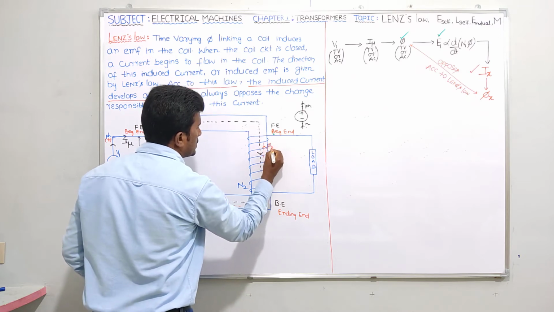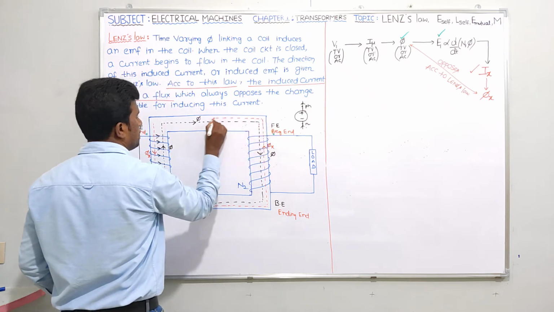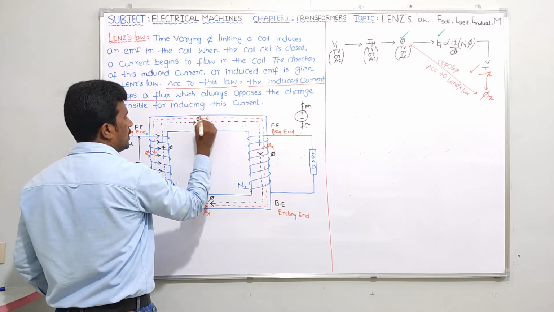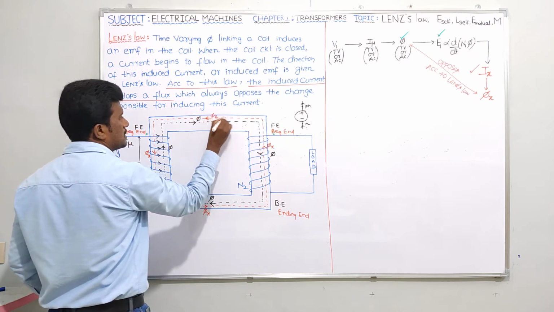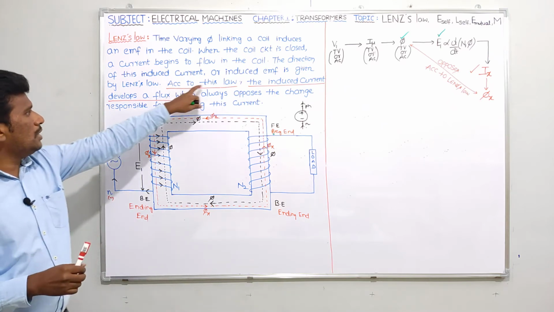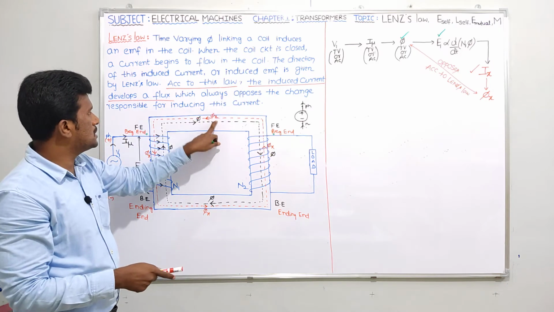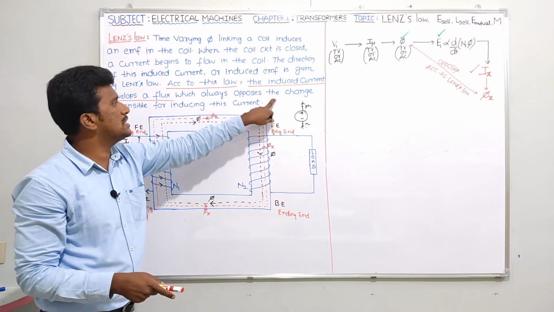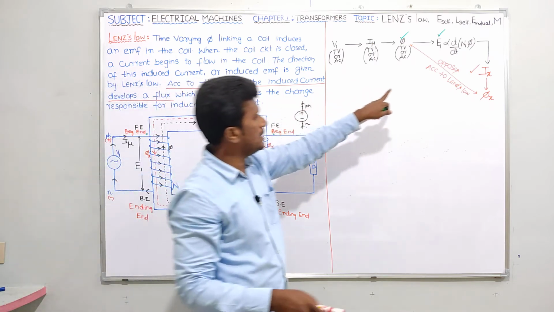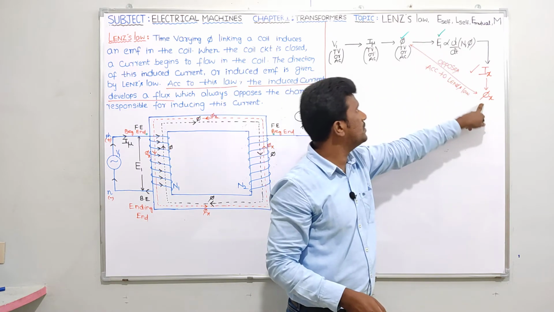I can write here phi x. Yes, it is opposing what I can call the core flux. Is it clear guys? Very simple thing I am asking. So according to this law, the induced current Ix develops a flux phi x, which always opposes the change responsible for inducing this current. Who is responsible for getting this current Ix? E1. Who is responsible for getting this E1? Phi. Therefore this phi x will oppose this phi.